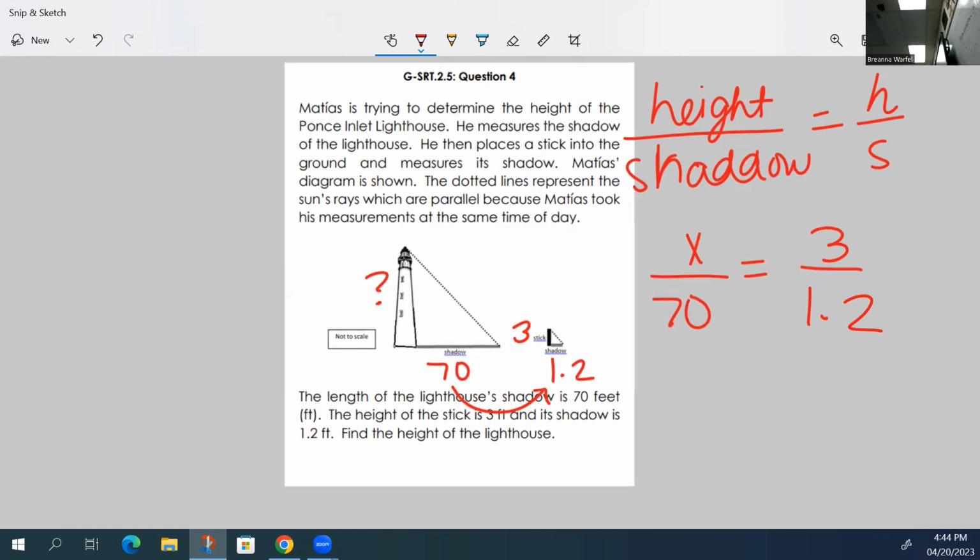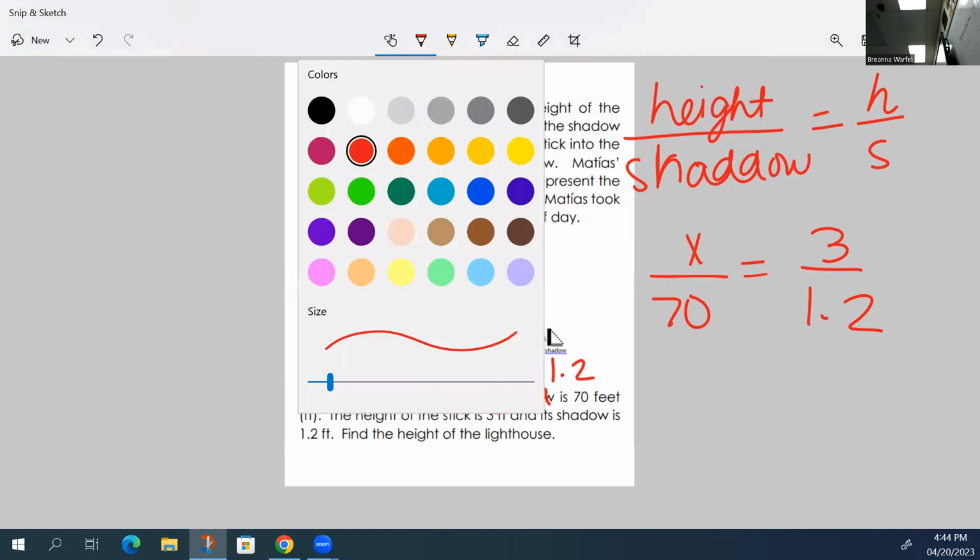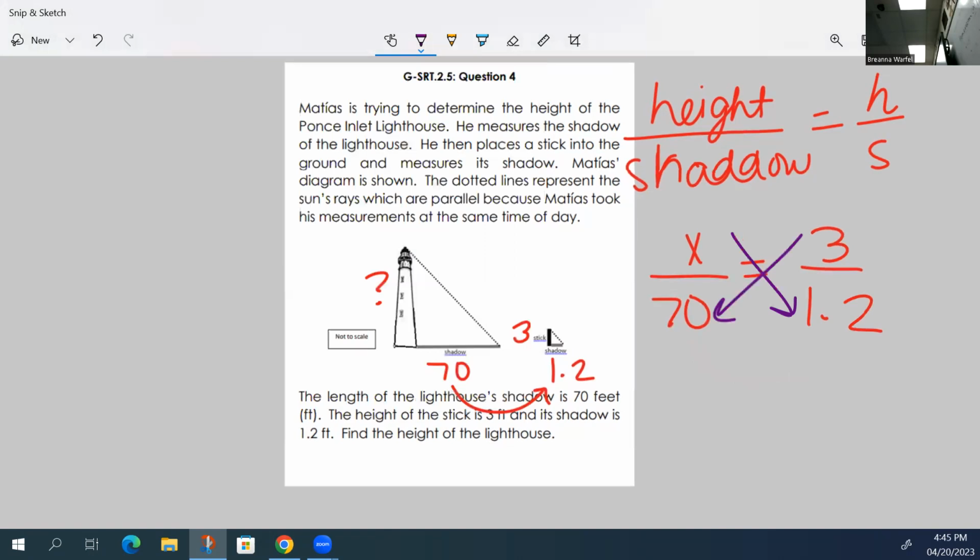So you can work these either way. What do you multiply 1.2 by to get 70? You can scale up that way. You can scale down. I personally think solving the proportion by cross multiplying is the easiest method. 3 times 70 is 210. Hopefully, as long as my brain's working.